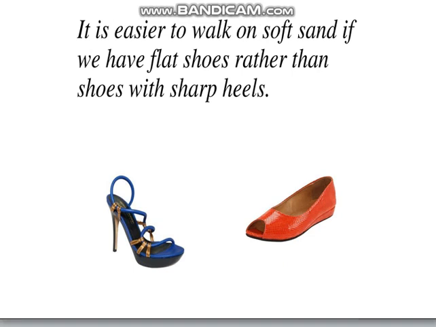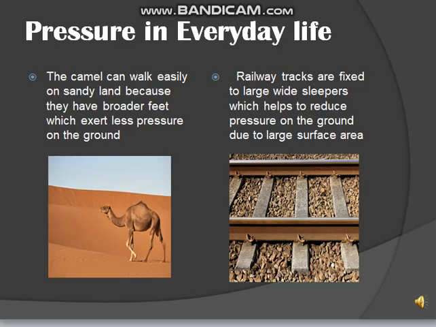Now some other examples are there. The camel can walk easily on sandy land because it has broader feet. Broader feet mean high surface area. With high surface area, they will have less pressure, and due to that less pressure, the chances of sinking inside the sand will be less. So they can easily walk on the sand.